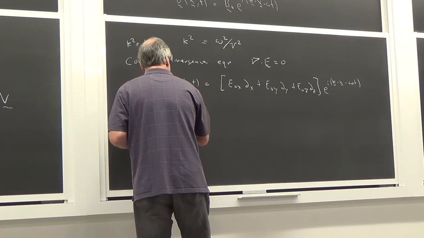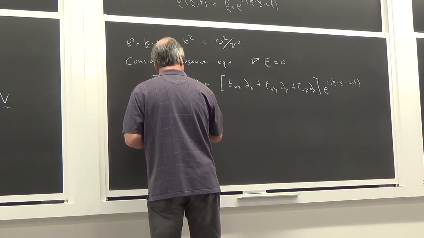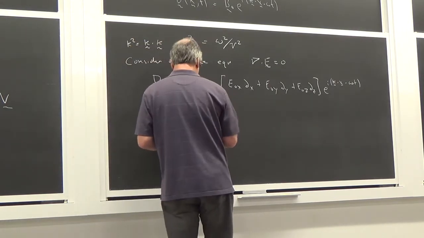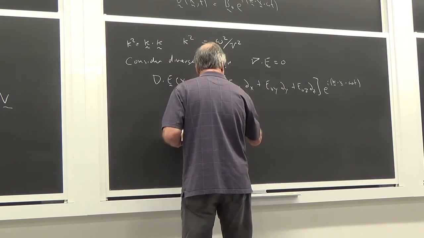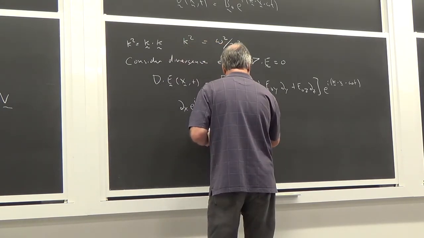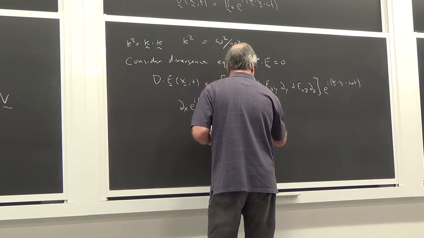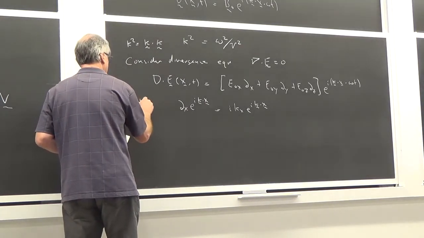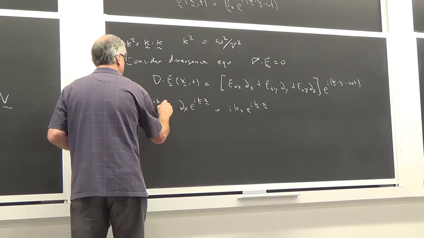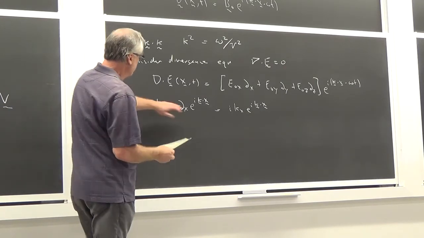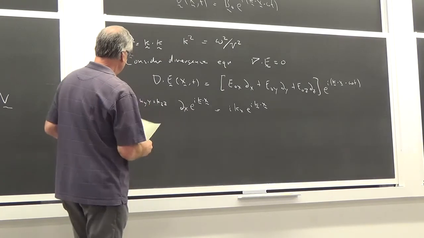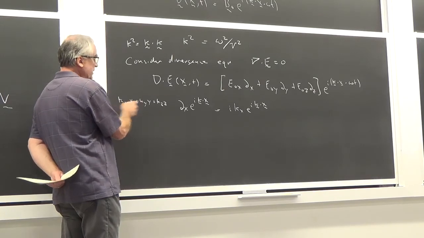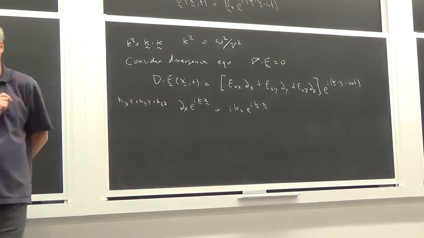But now, d by dx, say, of e to the i k dot x is just going to be i times kx times e to the i k dot x. Because this is just kx x plus ky y plus kz z. And so this is like a product of three exponentials, and only one of them depends on x. So you have an i kx x, you bring down the i kx thing, you take the derivative.